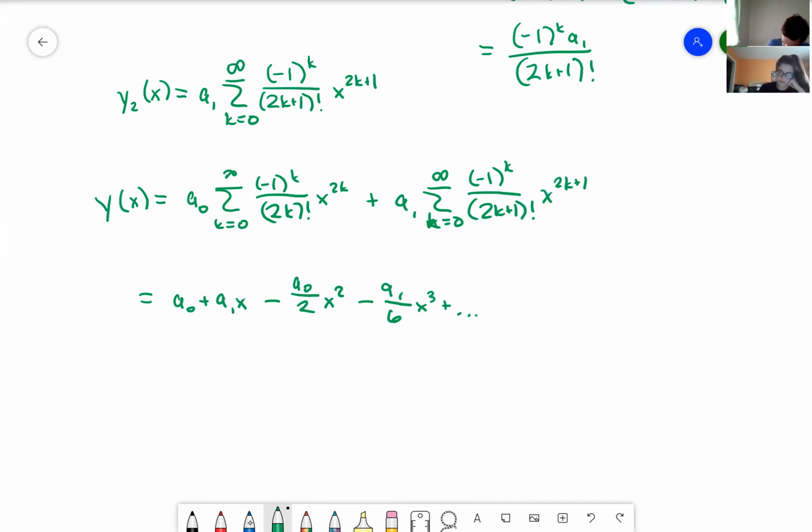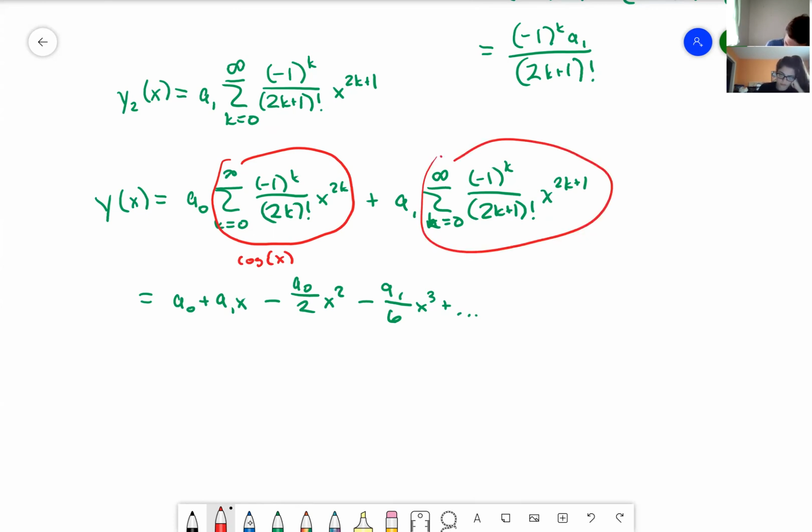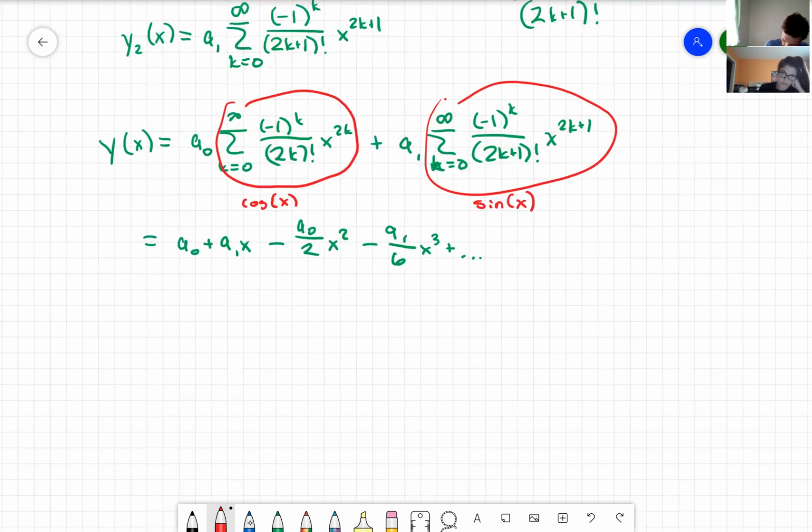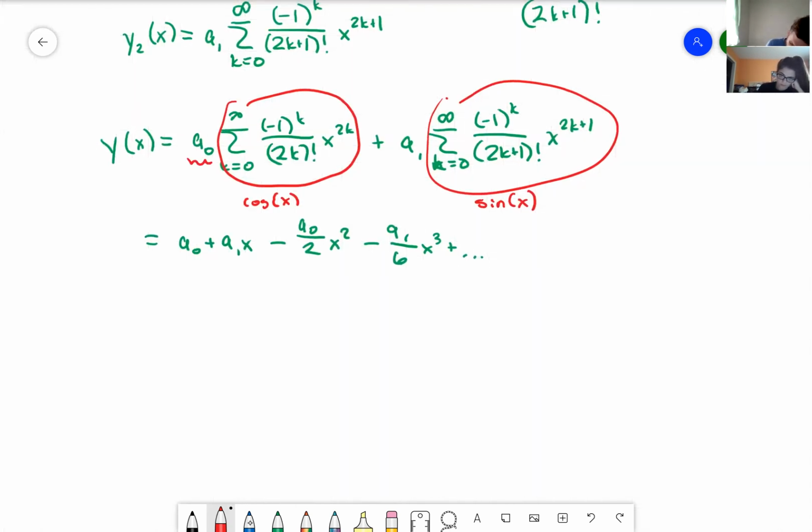Now, of course, we already recognize these two power series. This is the power series for cosine of x, and the power series for sine of x. And now a0 and a1 are arbitrary coefficients.